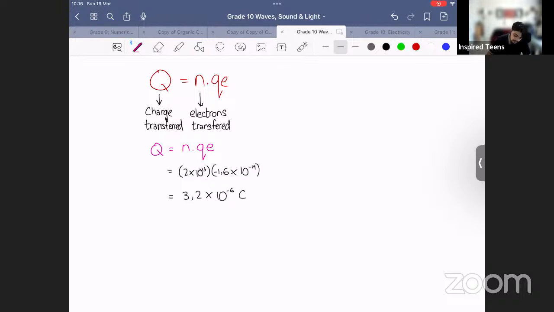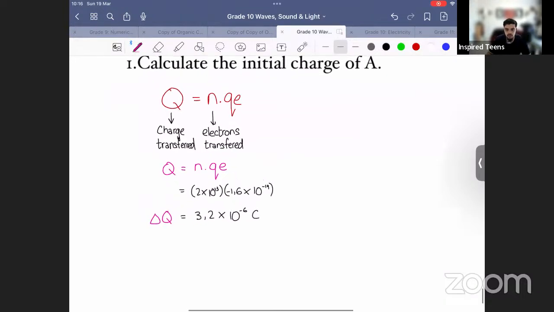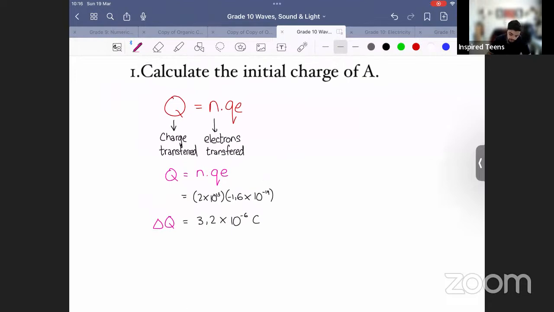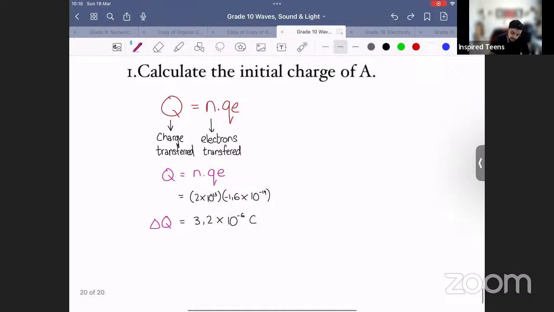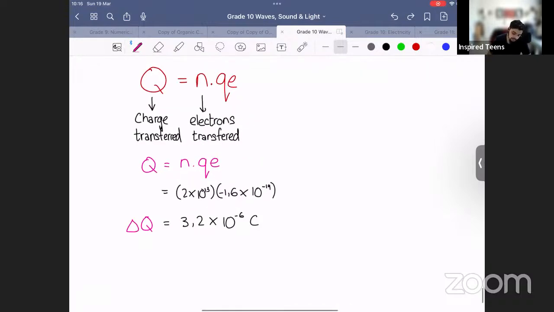Just keep in mind, this is not just any Q, this is delta Q. Why is it change in charge? Because we substituted electrons transferred, which means we got the charge transferred. Charge transferred is delta Q. So technically you get negative 3,2 times 10 to the negative 6. Isn't it negative 1? Yes, correct.